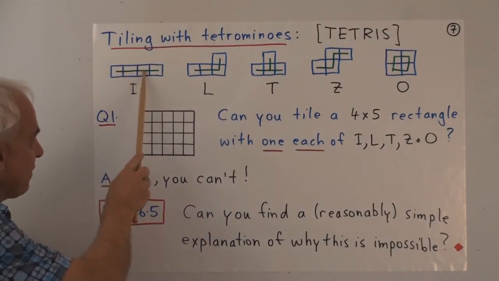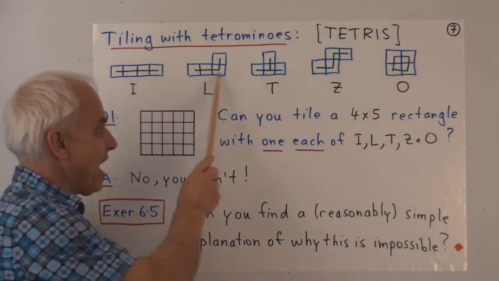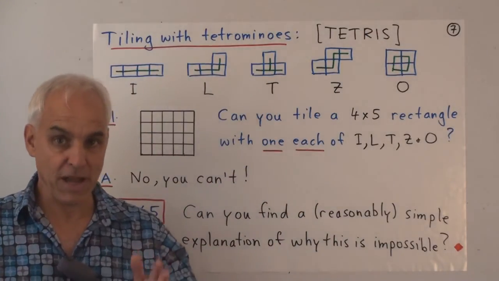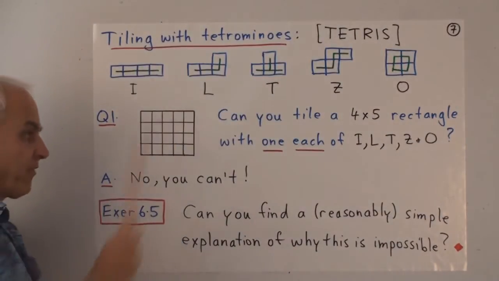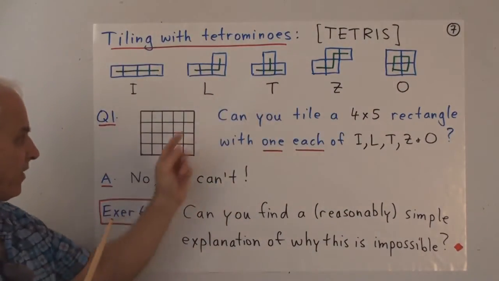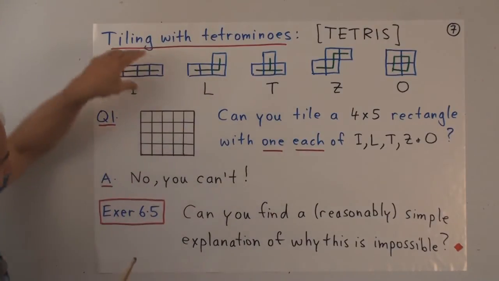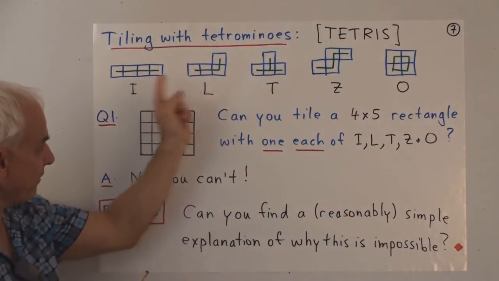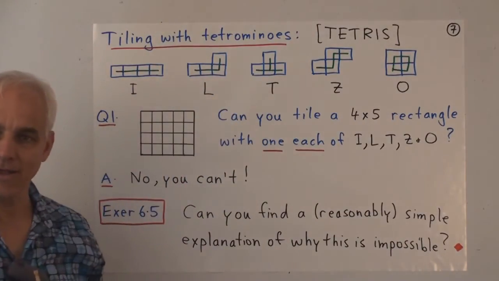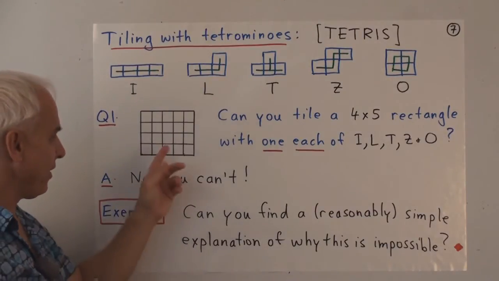So each of the tiles has 4 cells, and there are 5 of these objects altogether. So altogether, the total number of cells is 4 times 5. So there are exactly as many cells in all of those as there are in this rectangle here. And the natural question is, well, can we take these 5, in other words, one of each of these, and arrange them so that they exactly tile this rectangle, so that every square is covered and there is no tile sticking out.